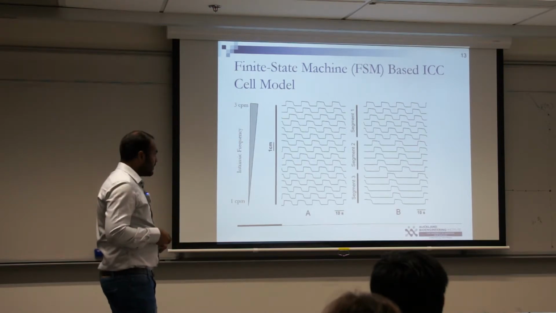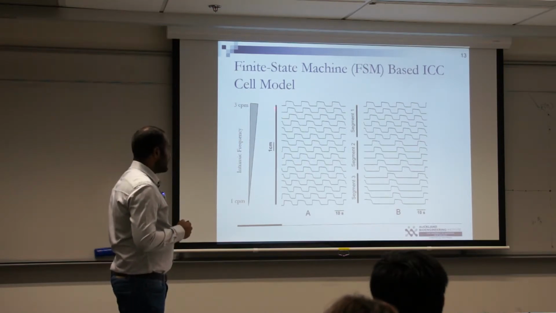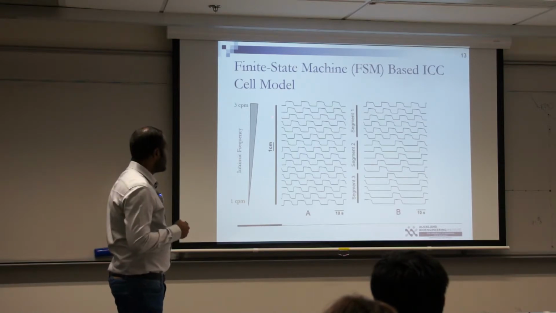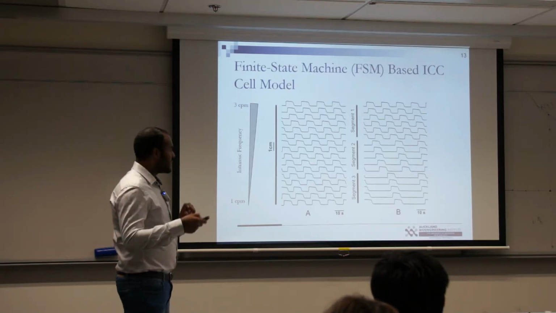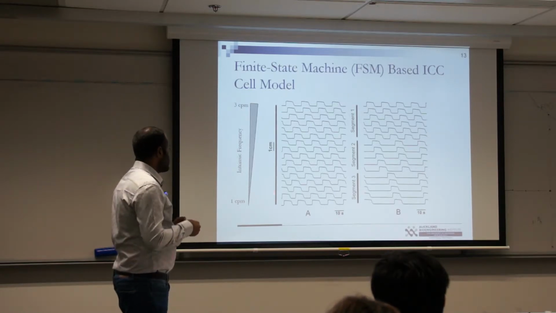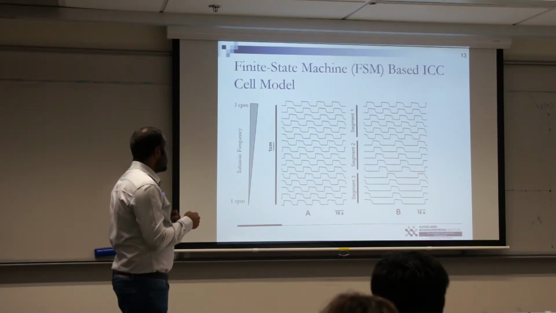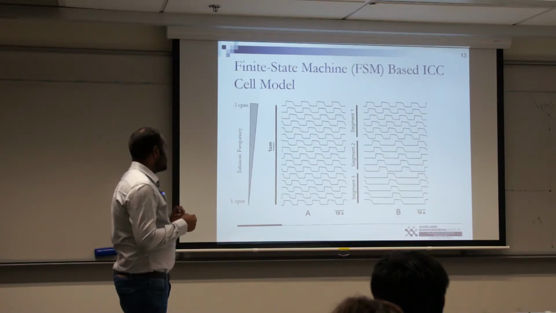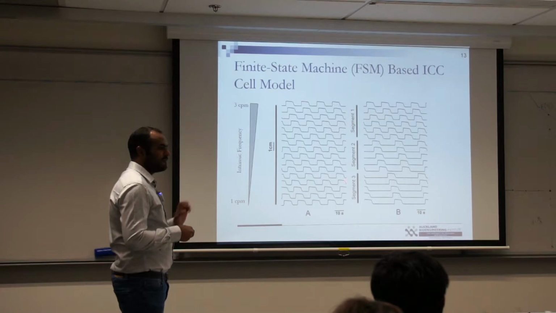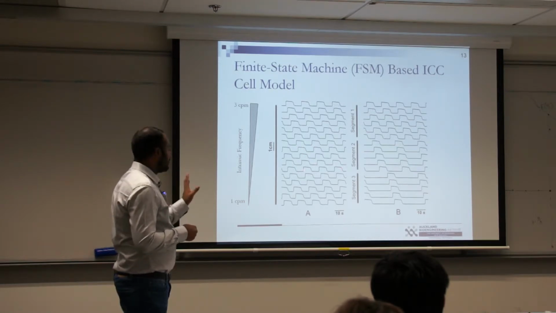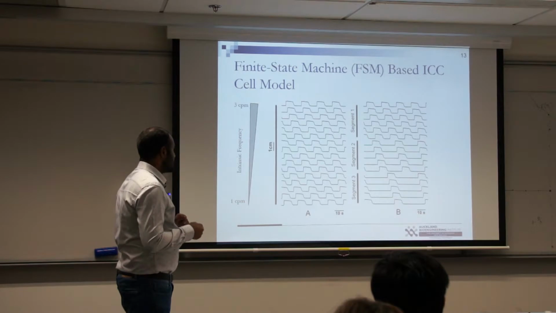So this is the finite state machine model when coupled, and we have a 1D array of ICC cell models, and this is when everything is coupled together, like all the cells are connected together. But I do have an intrinsic frequency gradient from 3 cycles per minute to 1 cycle per minute. As you can see, when everything is connected together, everything is moved on to a single frequency and entrained to a single frequency.